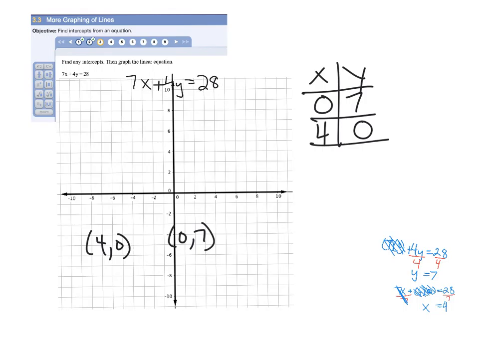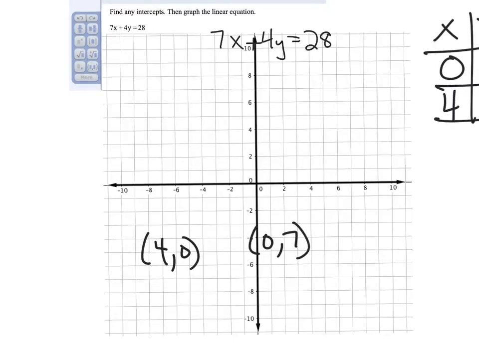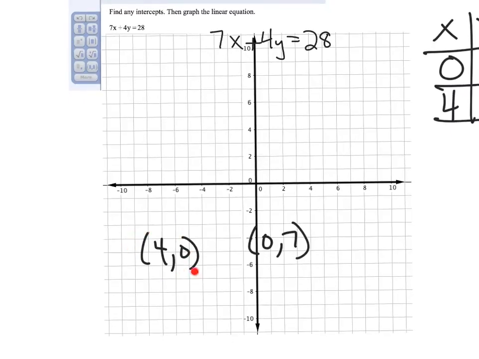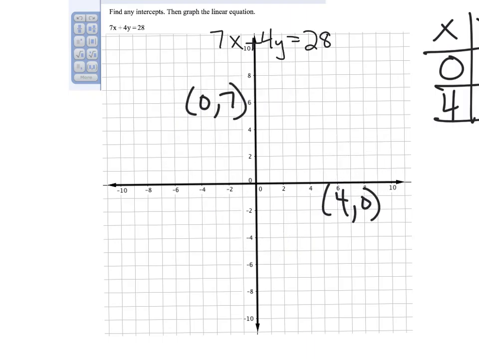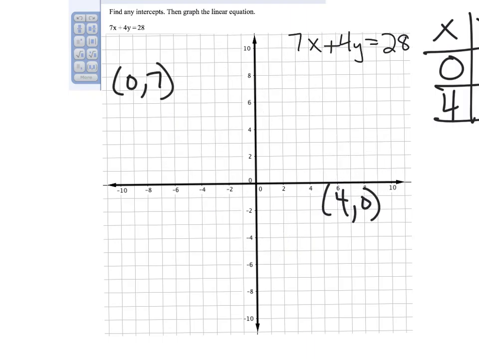All right, and there's our equation. Let's make it a little larger because we can. So where is 4, 0 going to go? Well, 4, 0 is going to go over here. 0, 7 is going to go, oh, I want to get this out of the way. 0, 7 is going to be way up here.